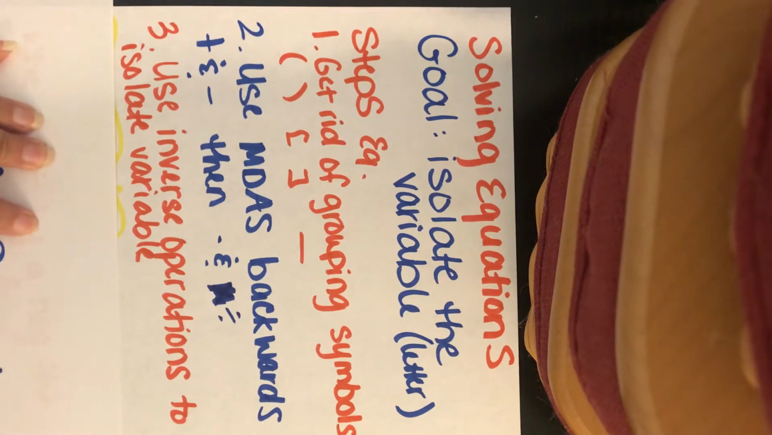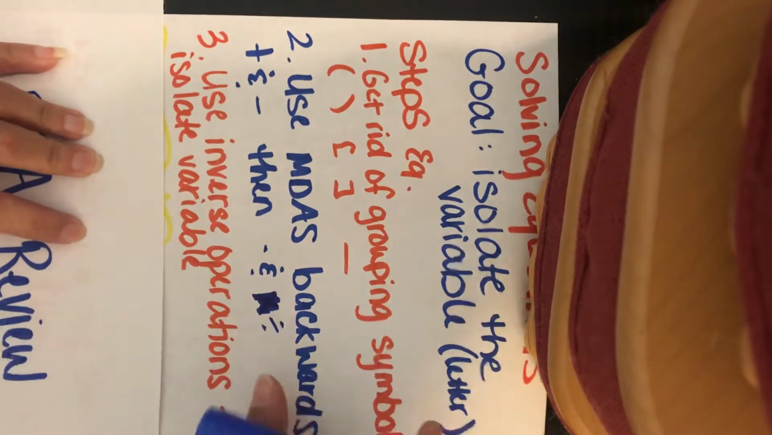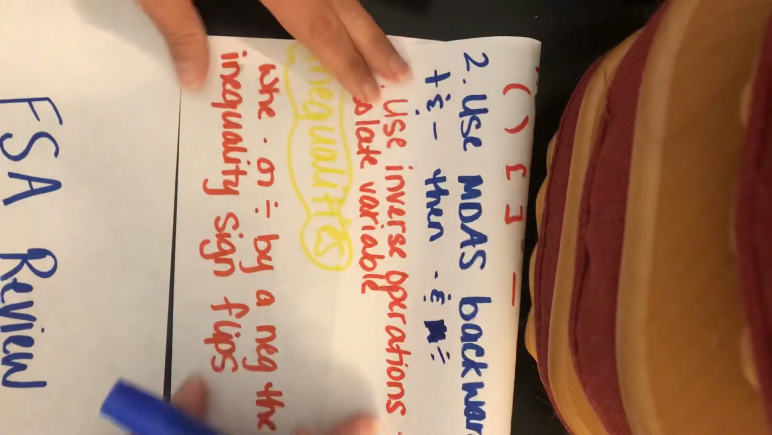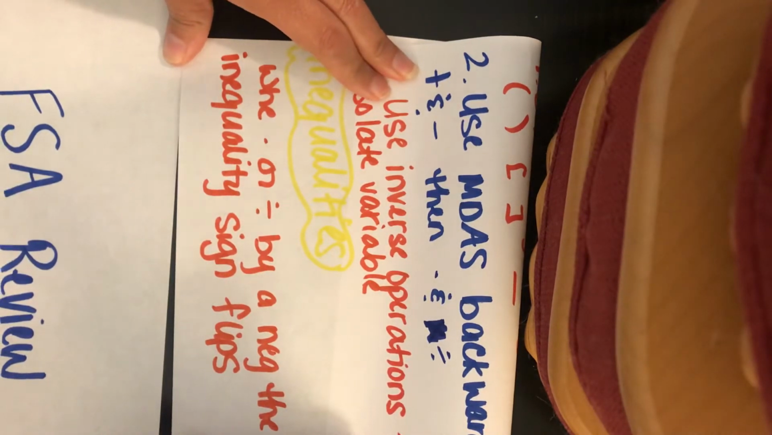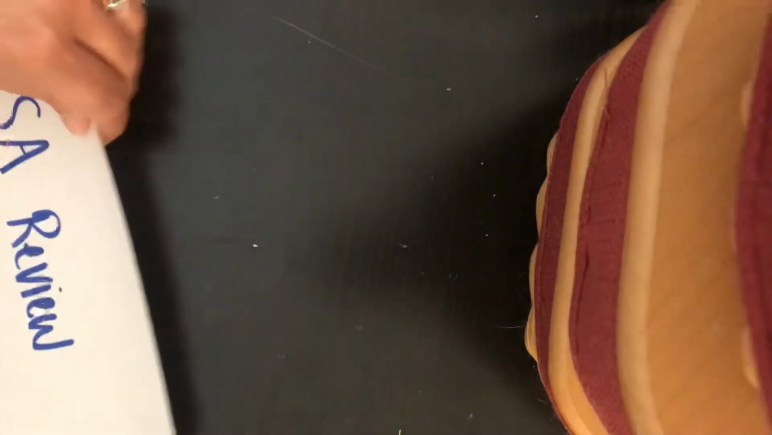Now, when we use inequalities, we're doing the same thing. The only difference is when we multiply or divide by a negative, that inequality sign flips. So if it was greater than, it's now less than. If it was less than, it's now greater than. Okay, so let's get started.